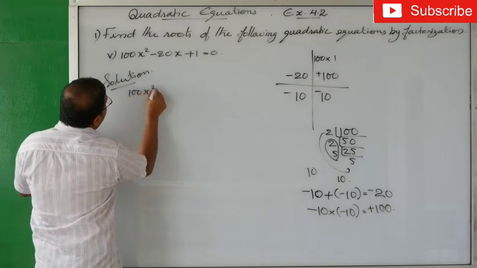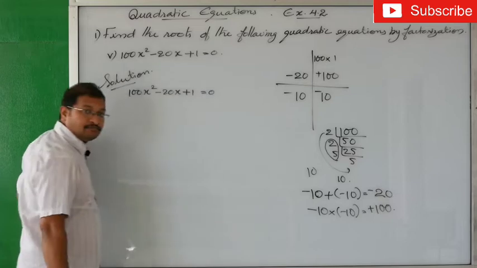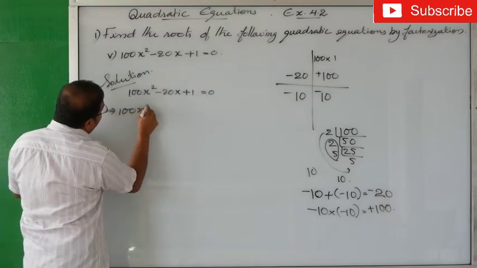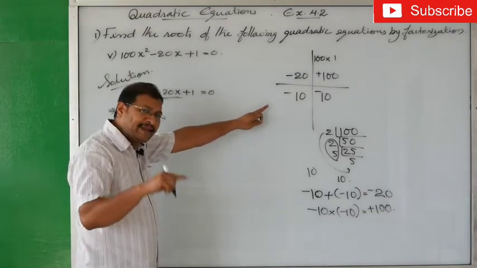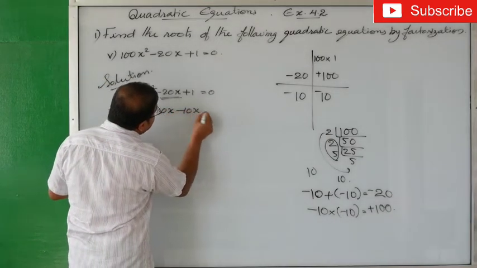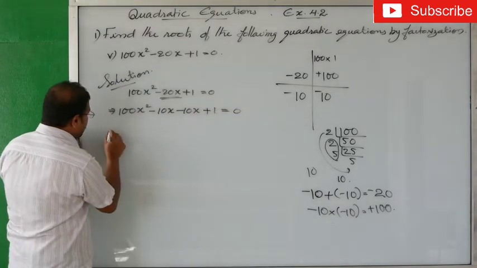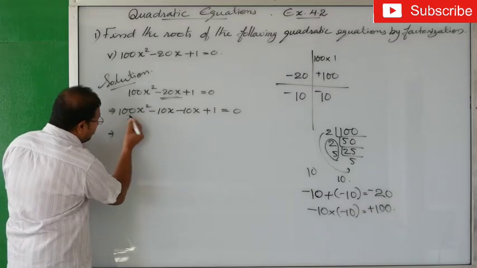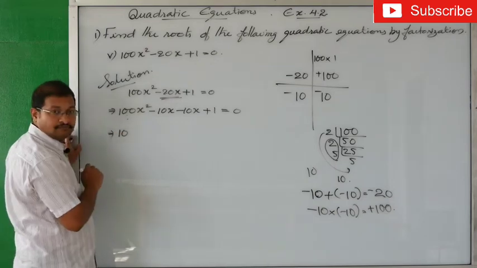100x² minus 20x plus 1 equal to 0. Ready? This implies 100x² minus, see, minus 20x will break into 10x and 10x. That means minus 10x minus 10x, balance plus 1 equal to 0. This implies from these two terms we can take common. See, 100 and 10. So which will we take common? 10, the smaller number. Ready?